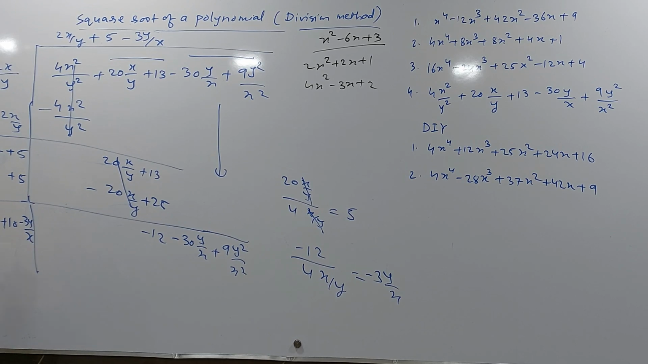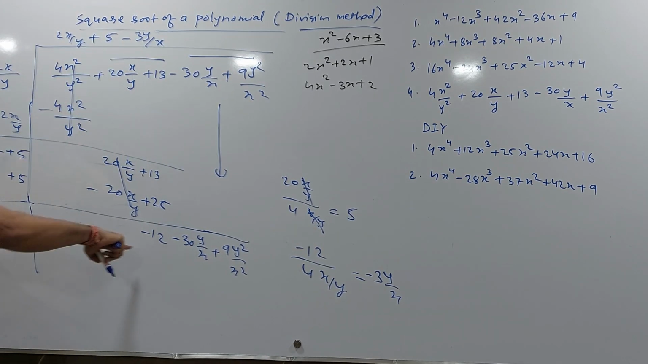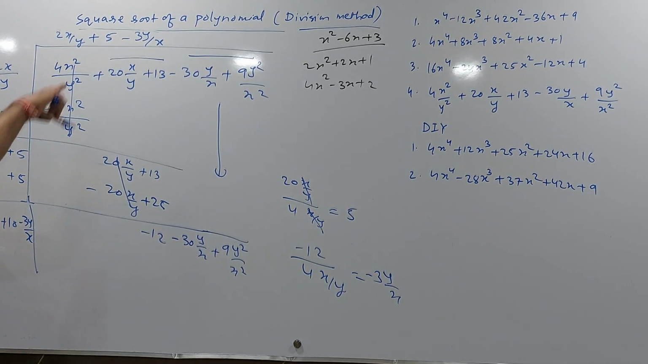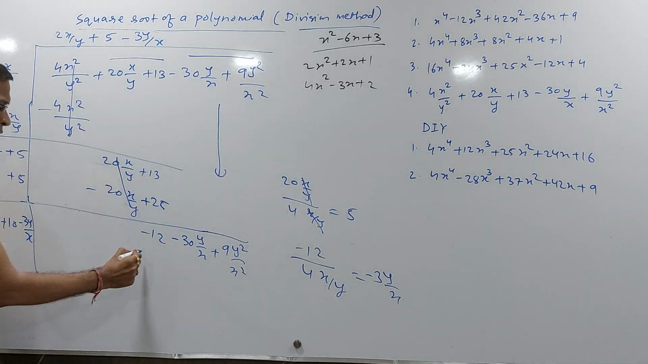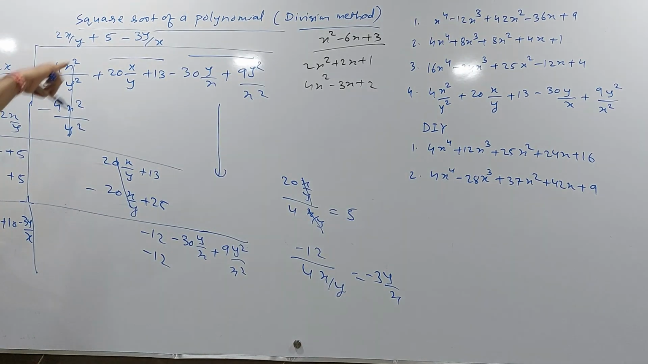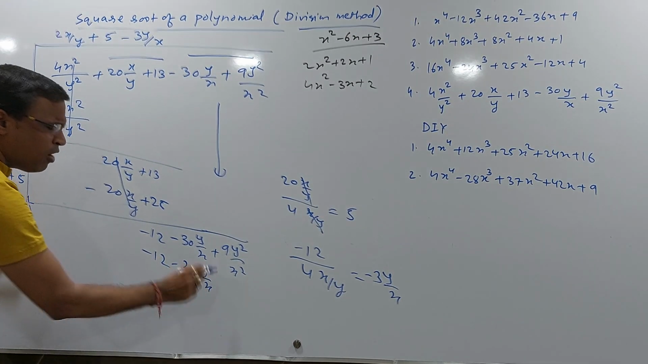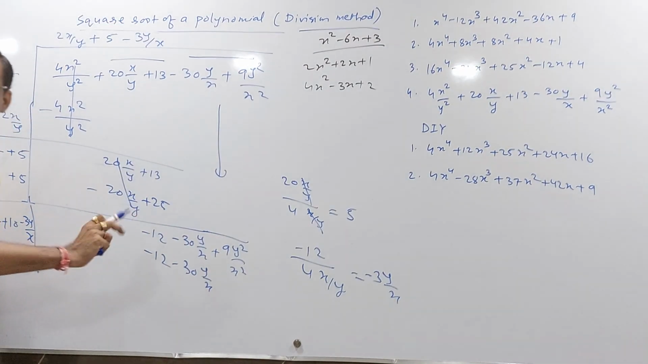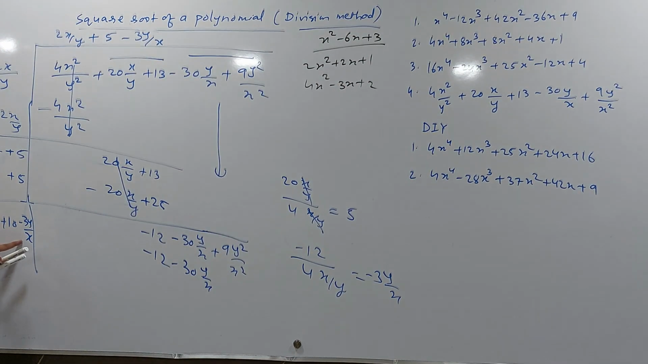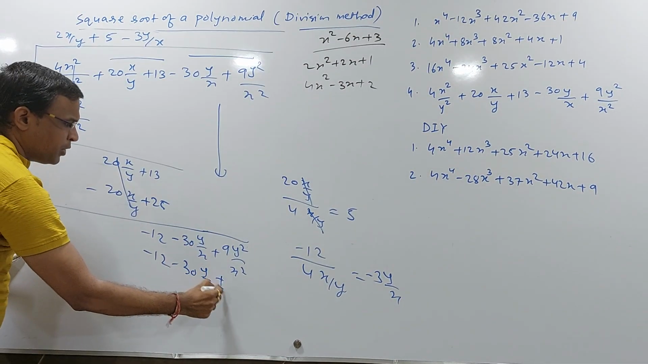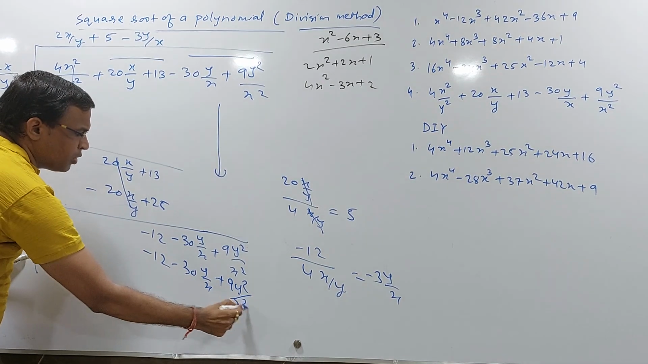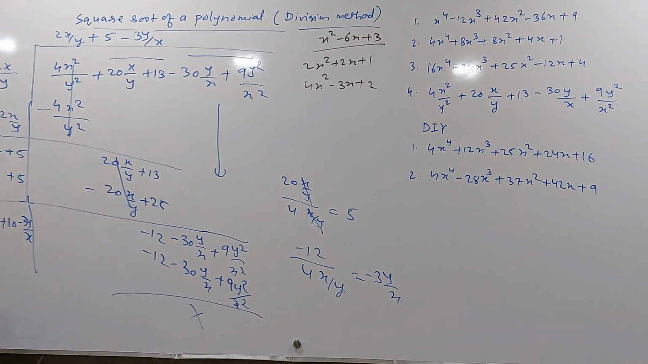So let me just work it out. The 3 term multiplied by this over here. So 4x upon y into minus 3y upon x is minus 12. Then minus 3y upon x into 10 is minus 30y upon x. And I already told you this step you don't need to do; you will get it directly. Minus 3y upon x into minus 3y upon x is plus 9y square upon x square. Finally, you got your answer.